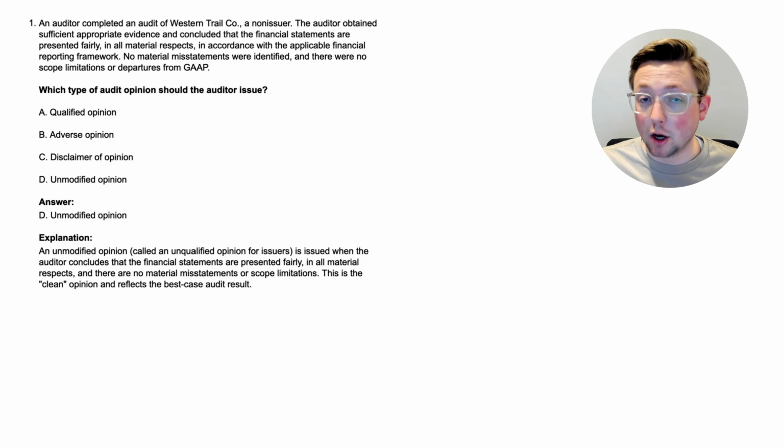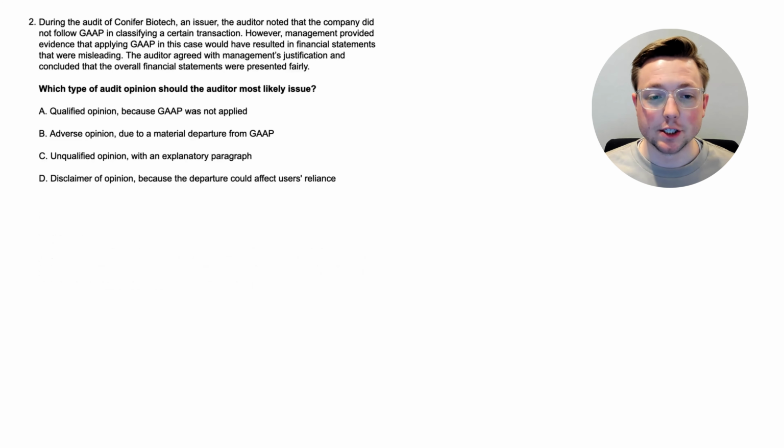So unmodified, or unqualified if it's for an issuer, that is the clean opinion if nothing's wrong, if the financial statements are presented fairly in all material respects in accordance with their applicable framework. So we learned about an unmodified opinion there. Now let's go to the next question. All right, here we are at question 2. Which type of audit opinion should the auditor most likely issue?